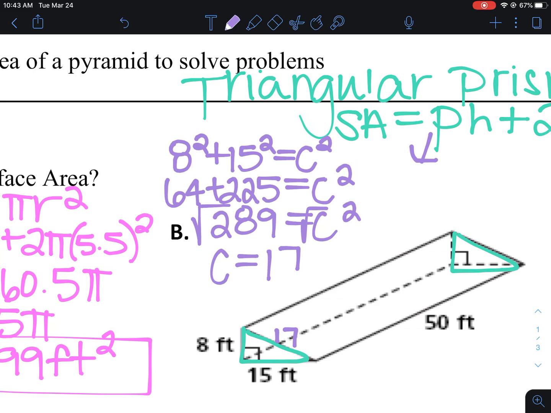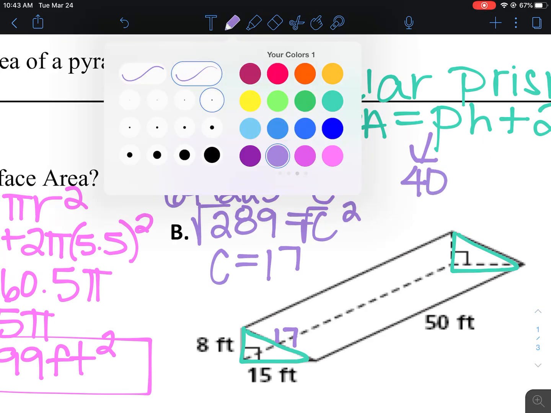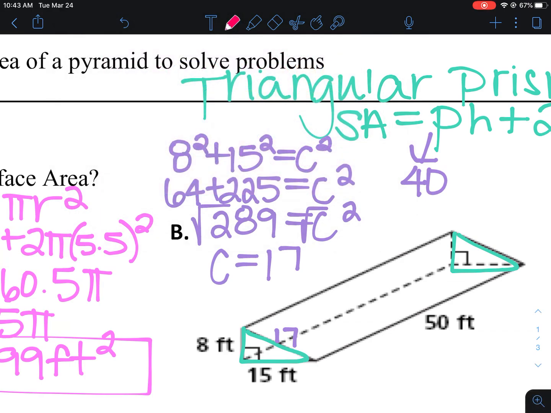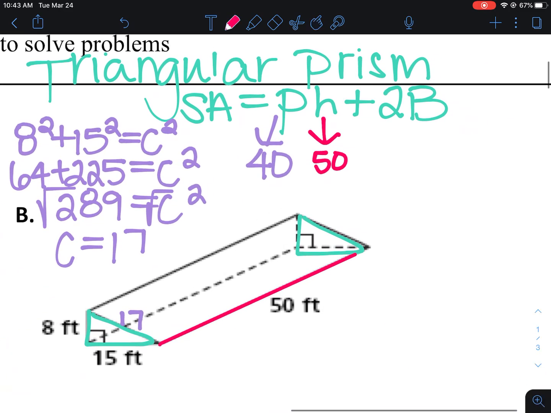Therefore, since now we know all three sides of that triangle, we can say the perimeter is 8 plus 15 plus 17, and that's 40. So the perimeter is 40. The height, let me use a different color. The height of the whole entire prism, right? That's from base to base, is 50. And then we have plus 2 times the area of the base.